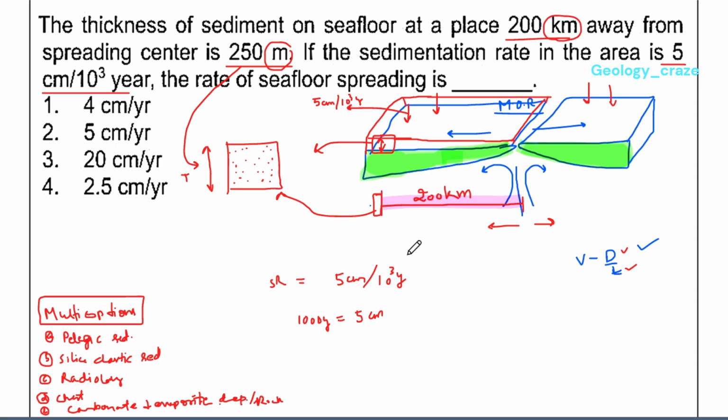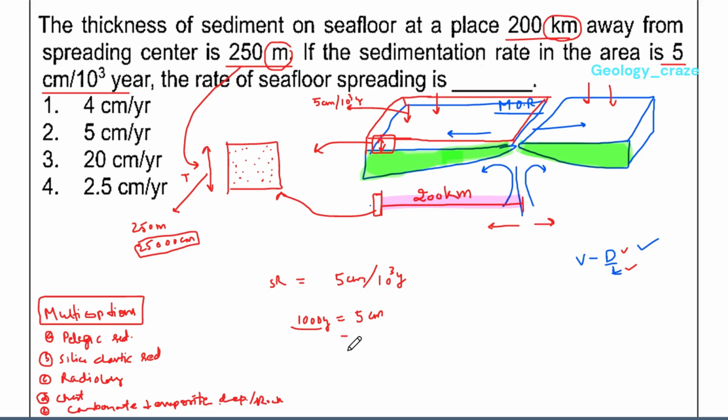So the next step: this height is 250 meters, and we will convert it into centimeters. 250 into 100, so we will get this. This is our total thickness. For depositing 5 centimeter thickness, this many years it will take, so we calculate this.